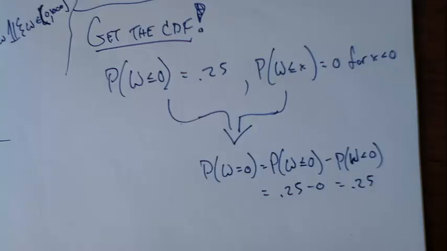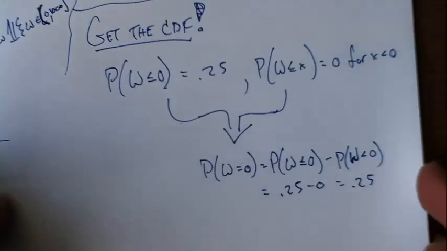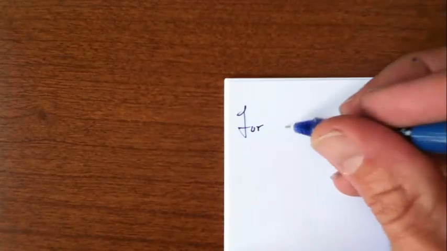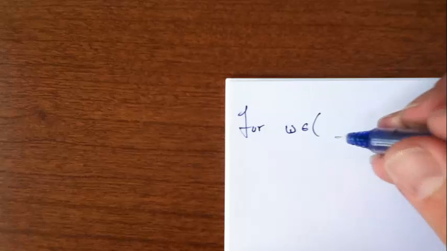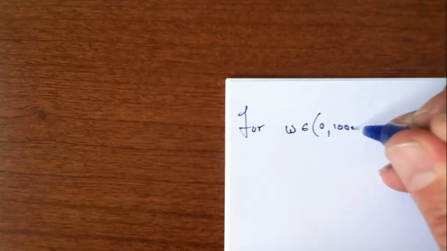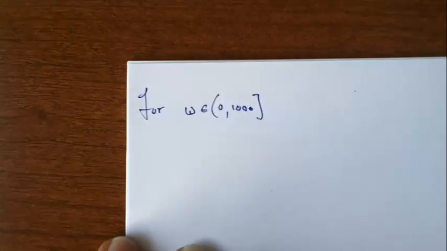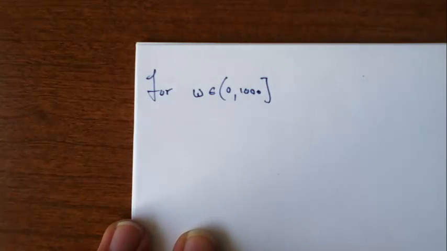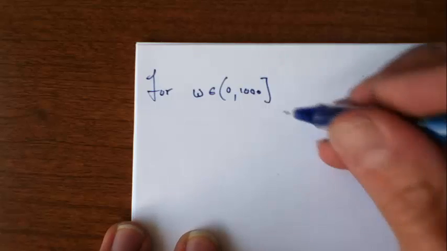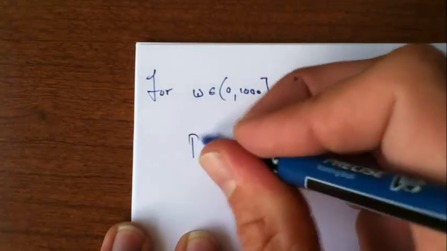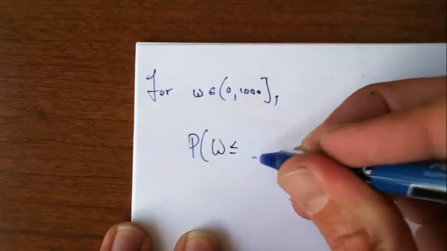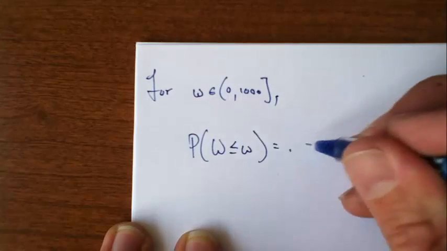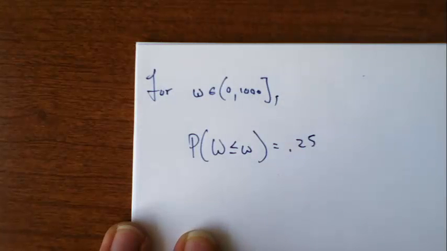Okay, but now what about for some amount of water between 0 and 1,000 gallons? So say W in 0 to 1,000. I have that conditional density function, right? What I want is the non-conditional CDF. I want the chance that W is less than or equal to little w. I know it's going to be at least a quarter, because there's that jump there of size 1/4 at 0.